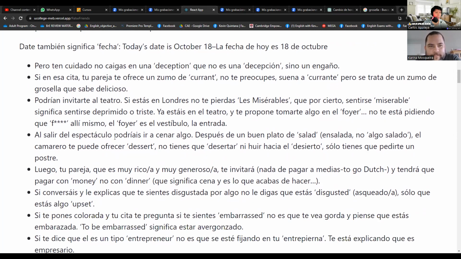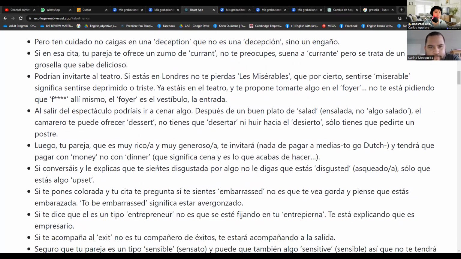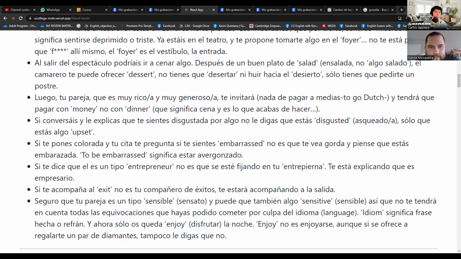Al salir del espectáculo podrías ir a cenar algo después de un plato de salad. Salad es ensalada, no es salado. Recuerde que salado es salty. El camarero te puede ofrecer un dessert, que no tiene nada que ver con desertar ni huir en el desierto. Dessert, tienes dessert. Y desierto es desert. Dessert, desert.